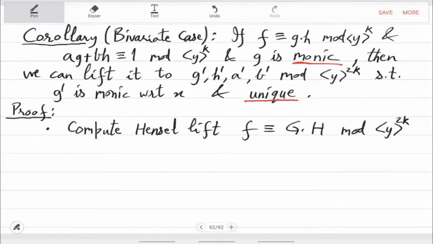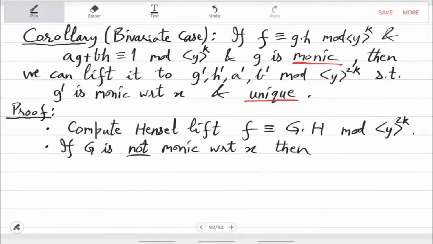because certain things were added in G, where higher degree x monomials most probably have been added. We were not careful about that in the proof. So in the bad case, G is not monic. Then we change it. So let us correct it to G prime.